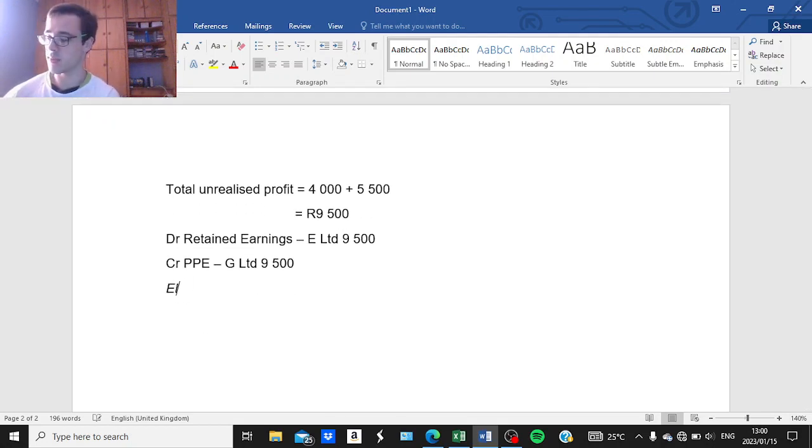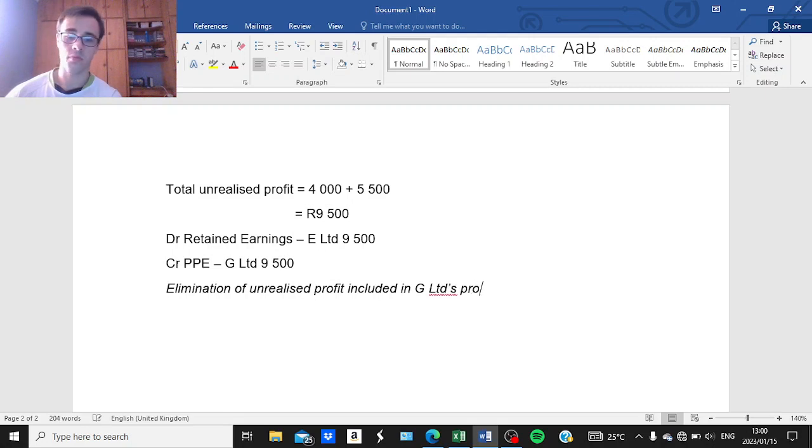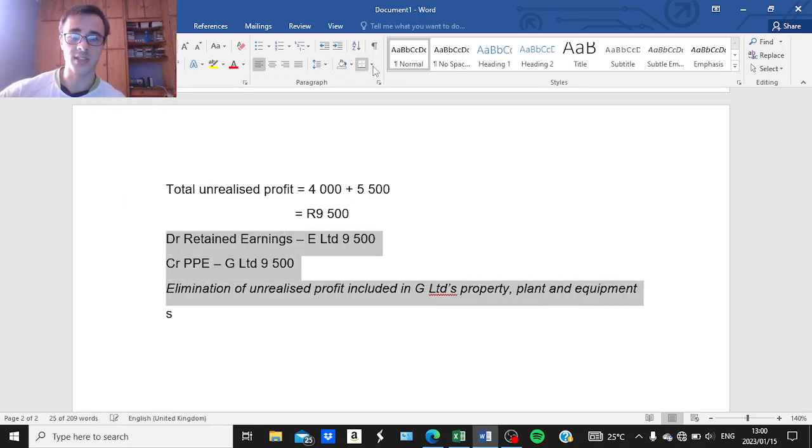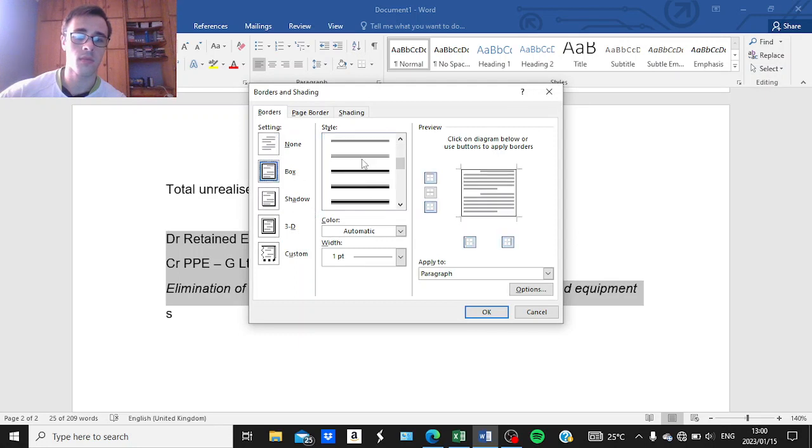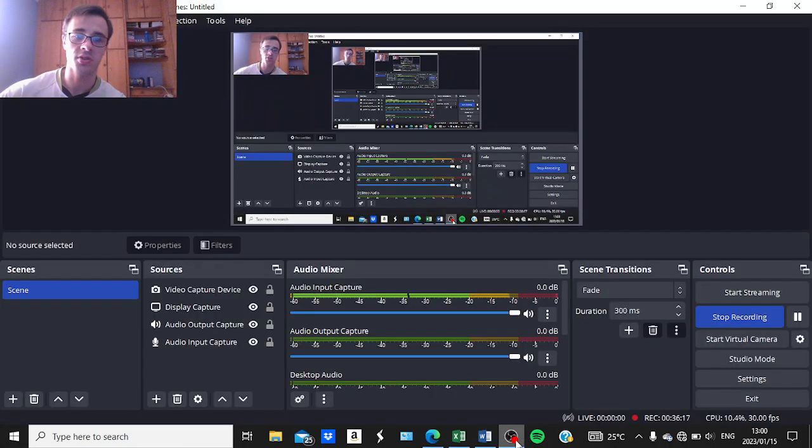Okay, so this is the elimination of unrealized profit included in Grazing Ltd's property, plant and equipment. All right. Let me just put this in a frame. Let's pick that one. Just make sure that it is still recording.